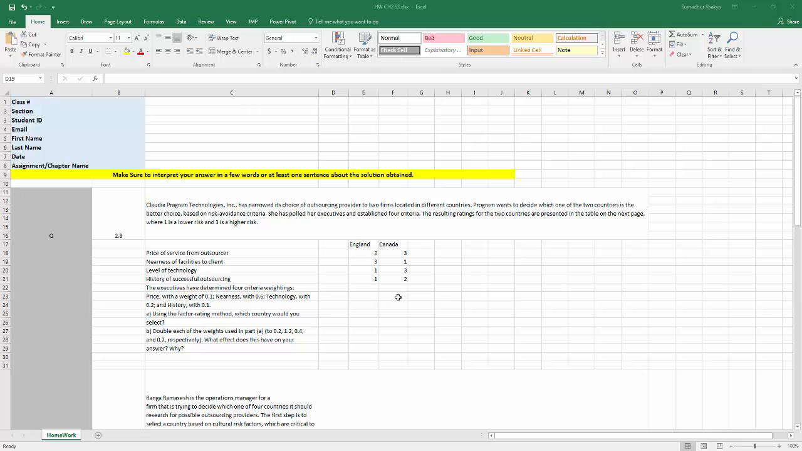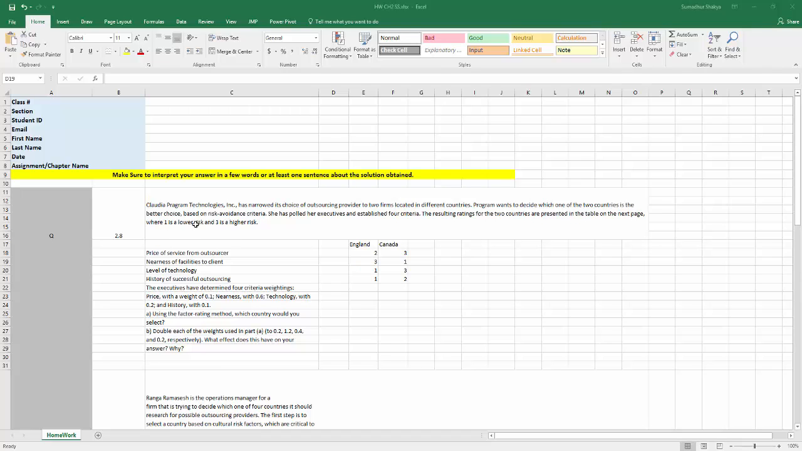Okay, now given the fact that we are given the information, if you pay attention here, the resulting ratings for the two countries are presented in table on the next page. Now this is from a textbook question, okay?